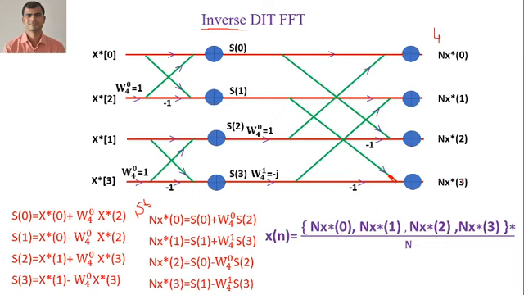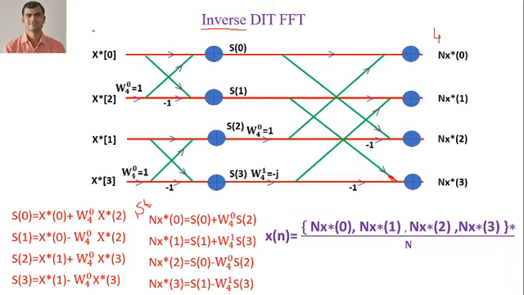So for x of n, you write the same sequence, the same samples as they are, take the conjugate of each sample and divide it by capital N. We will be getting the sequence of x of n, because it is the inverse.